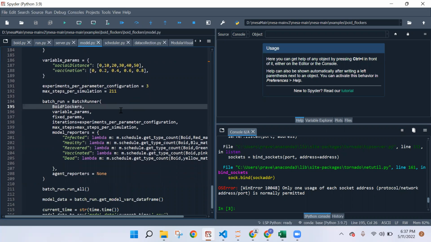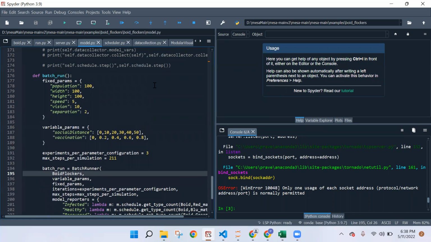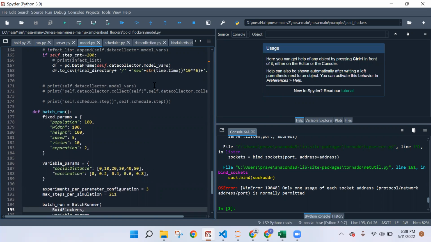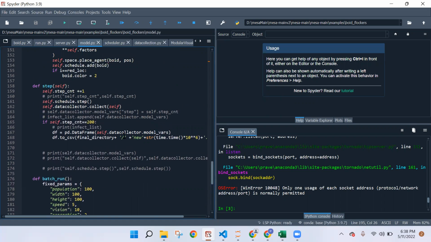This batch run will get only model data. That means the data that is available after running each model. So we have another set of data, which is agent based data. In this agent based data, we will get the values of the agent at each step. This line of code will help us to collect the data from each step.